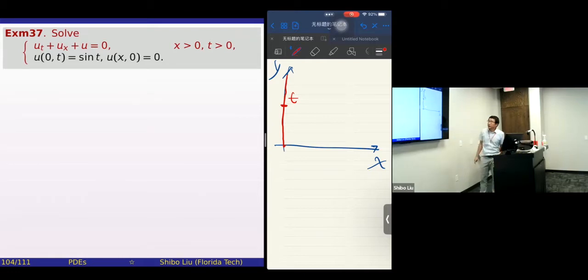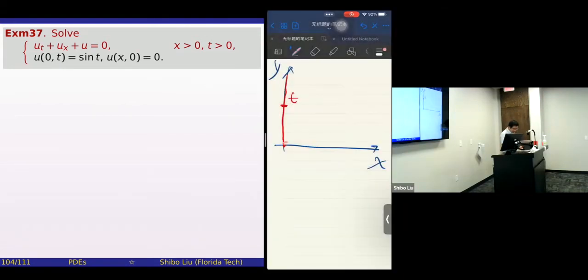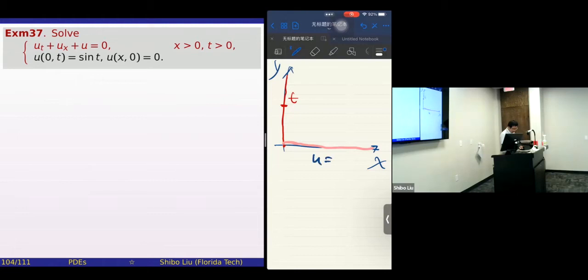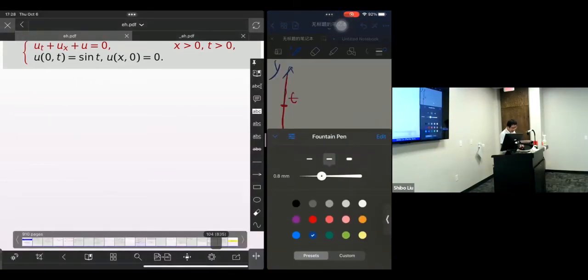The second condition, u(x,0) is 0. That is t is 0. t is 0 means that you are talking about the x-axis. So u is 0 here. Okay, that is the side condition for our problem.